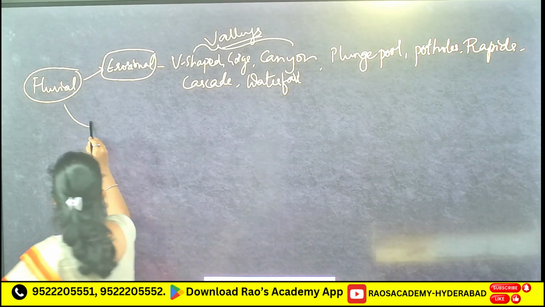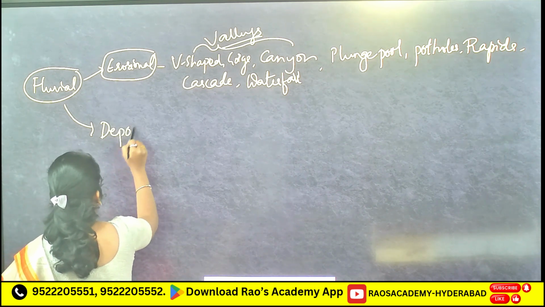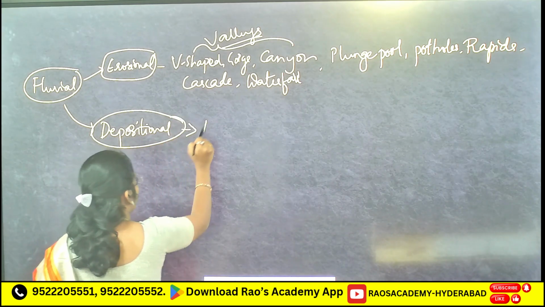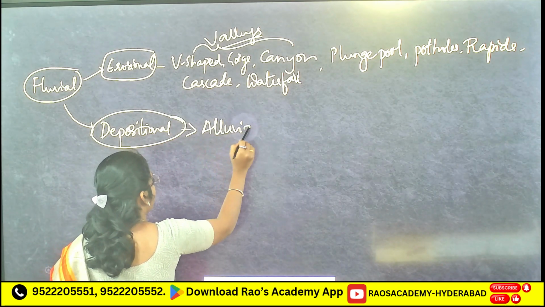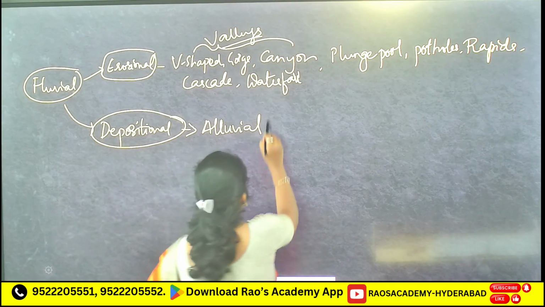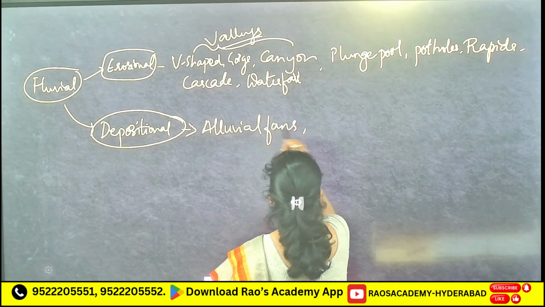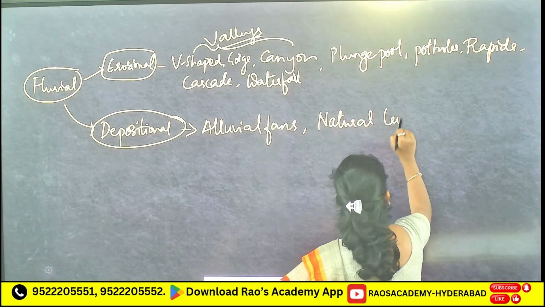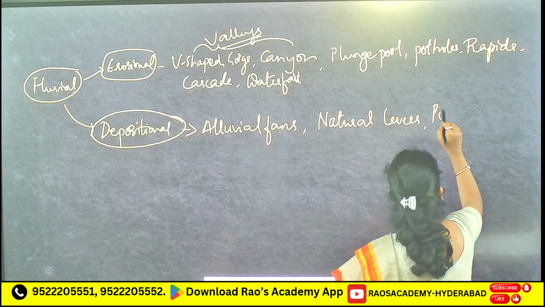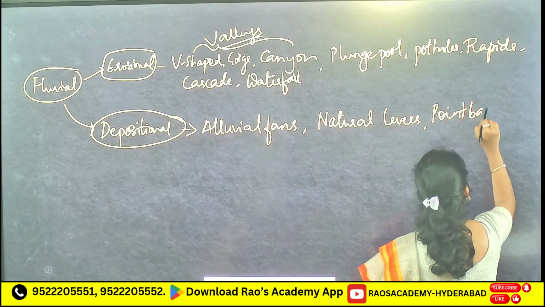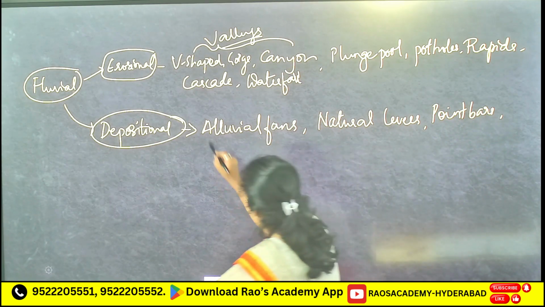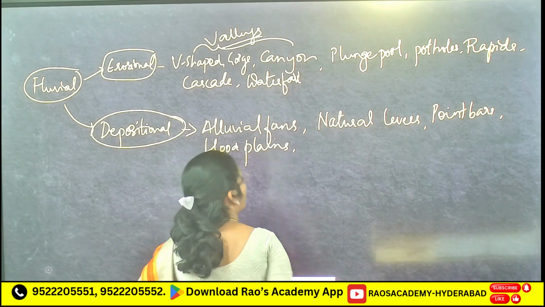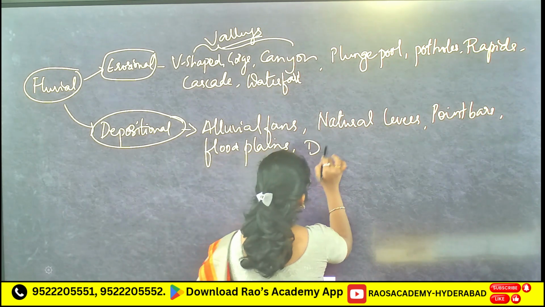Next, depositional. Under depositional, we have alluvial fans, natural levees, point bars, floodplains, and next, deltas.